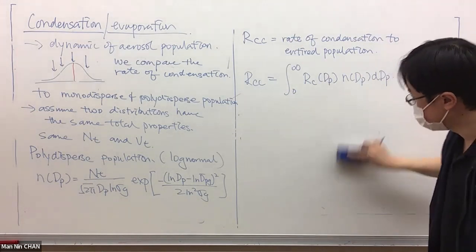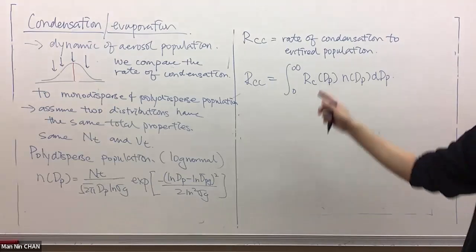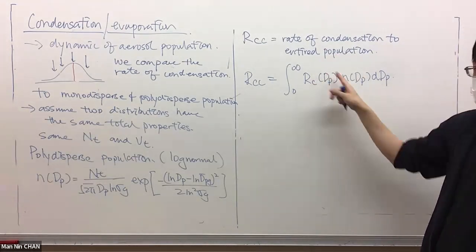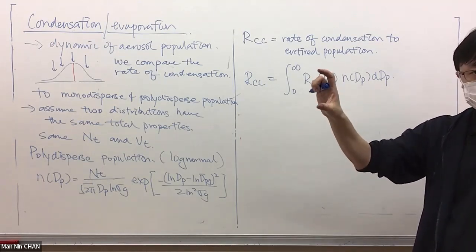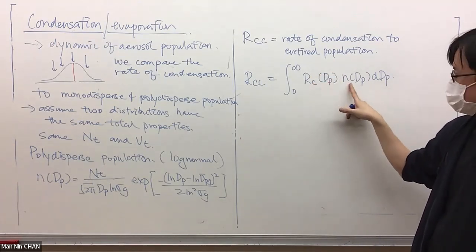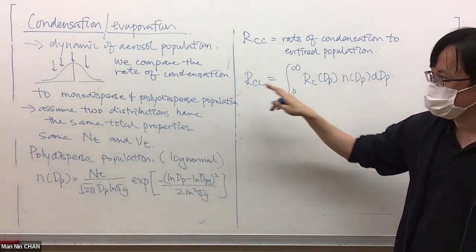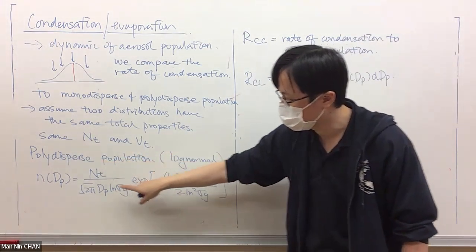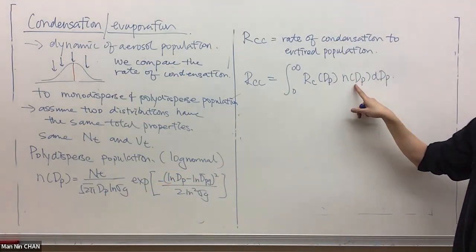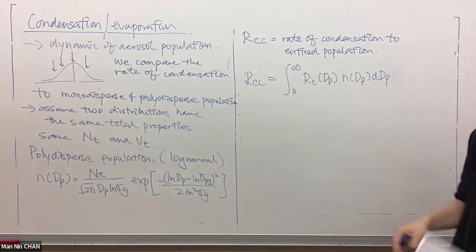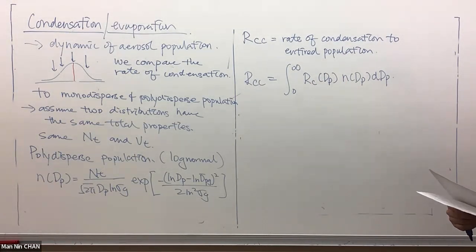So now, this is the equation for the rate of condensation to an entire population. This is the rate of condensation to a single particle of a given size, this is your aerosol size distribution function, and this is your dp. If you assume your polydispersed population is log normal, then you can substitute this into this term here, and then do the integration. Are you okay with this?